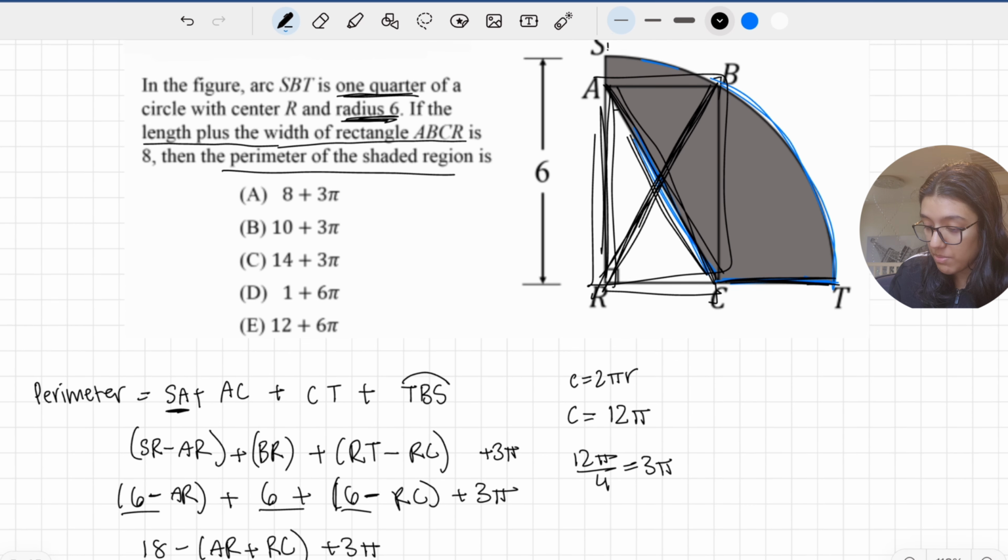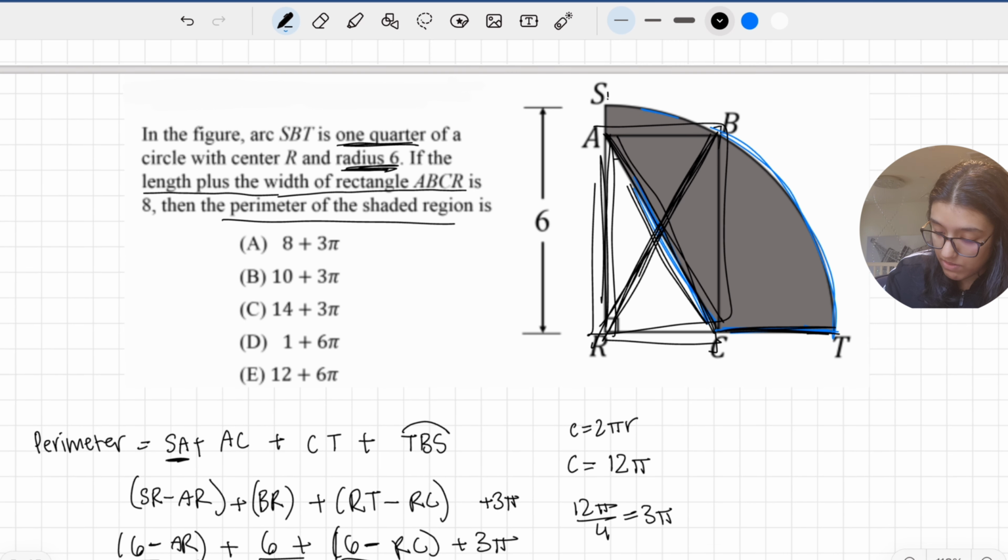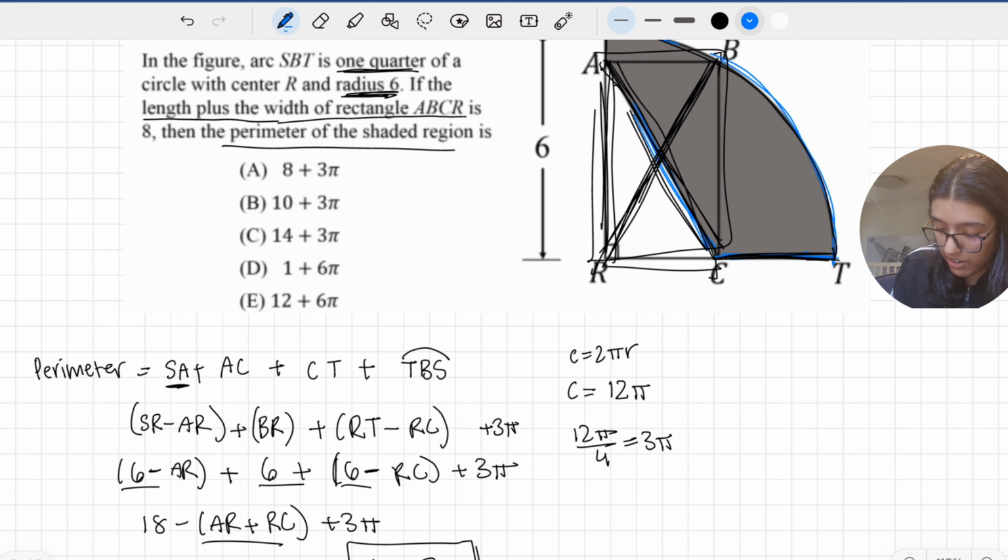And that is the perimeter of SA plus AC plus CT plus arc TBS. So our final answer is 10 plus 3 pi. Our final answer is B.